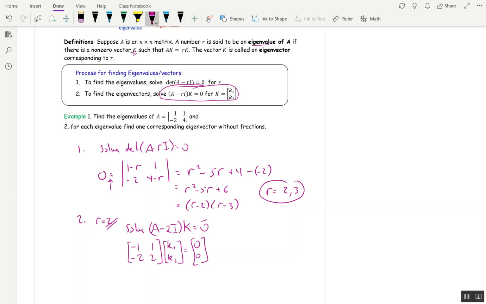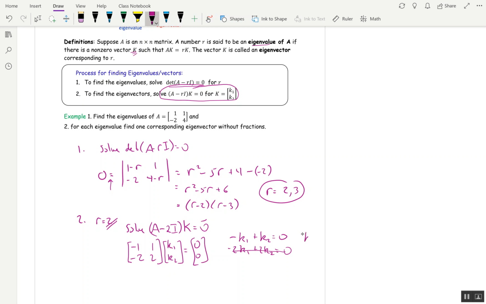There's our linear system. So let's solve that. First, I'm going to write it out as a linear system. So if you're in Math 3A, you're welcome to solve this by reducing the augmented matrix. But I'm not going to do that here. I'm just going to write out the system and solve it the old-fashioned way. This is negative k1 plus k2 equals 0, and negative 2k1 plus 2k2 is 0. The second equation is 2 times the first equation, so you can ignore it.